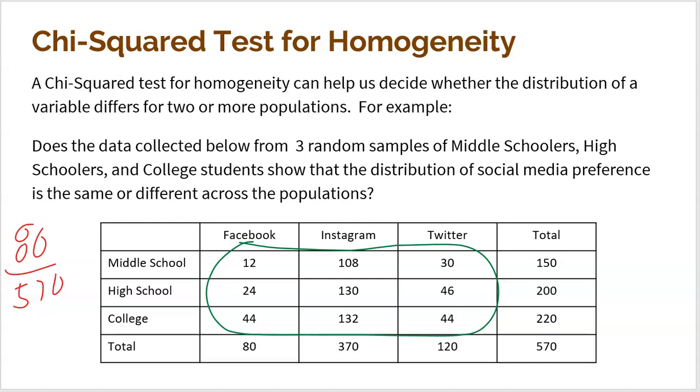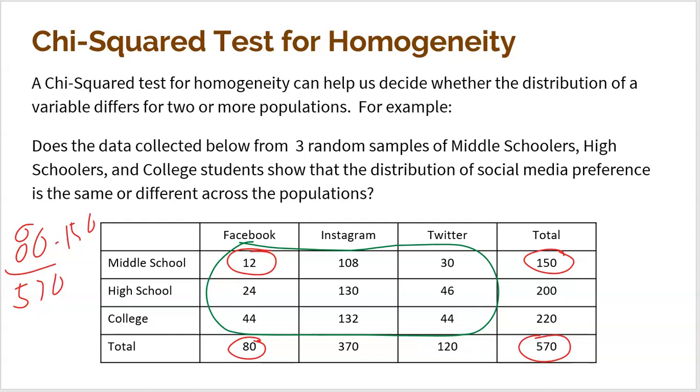So for example, we saw 12 middle schoolers use Facebook. What number should be there? Well, you take the column total, it doesn't matter the order, the column total 80 times the row total 150 divided by the grand total 570. So I'm going to take that 80 out of 570, that 14% of people that use Facebook, and multiply it by 150 middle schoolers to figure out how many middle schoolers should be using Facebook. So there's that formula: column total times row total divided by grand total. But it all starts with the overall 80 out of 570.